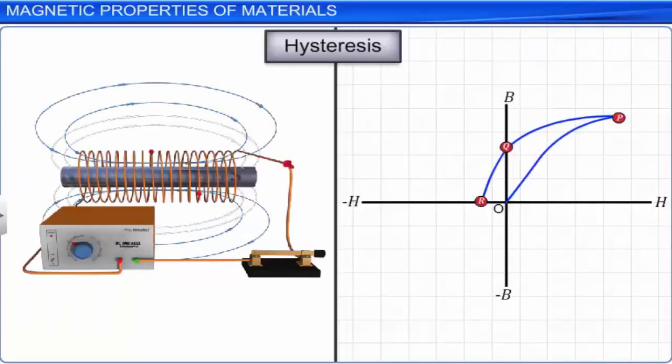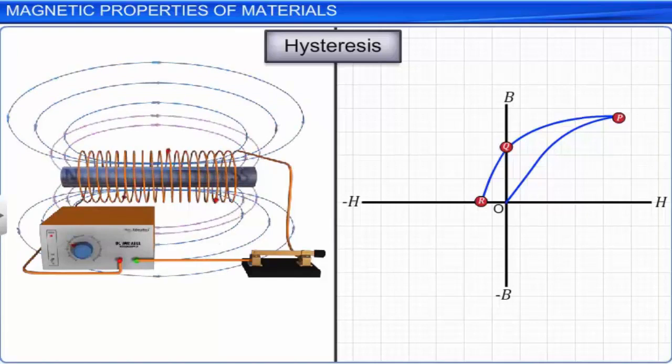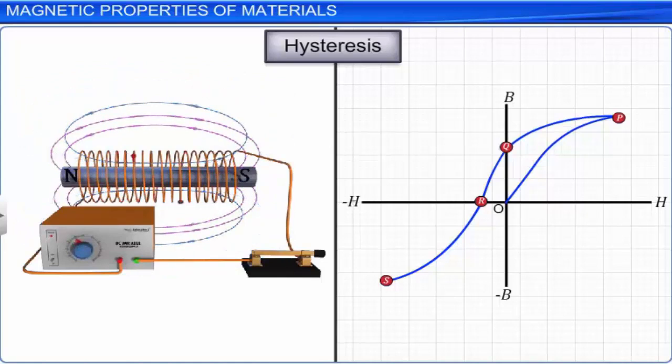As the current in the reverse direction increases in magnitude, we once again obtain the saturation magnetization in a direction opposite to that of the previous one. This is represented by the curve RS in the graph. Again, decrease the magnitude of current in the reverse direction such that the applied magnetic field H also decreases and becomes 0. But the magnetic field strength in the ferromagnetic material is not 0. This is represented by ST in the graph.